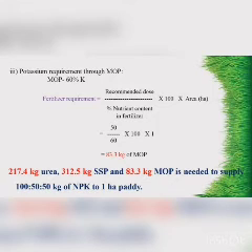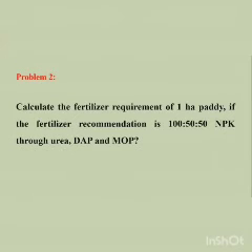Hence here, the problem gave only straight fertilizers, where by knowing the nutrient percentage and the formula it is easy to calculate. Whereas if the problem is given like this: calculate the fertilizer requirement of 1 hectare paddy if the fertilizer recommendation is 100:50:50 NPK through urea, DAP and MOP. Here the problem is the same as the before problem, but here the fertilizers given are urea, DAP and MOP, where urea and MOP are the straight fertilizers, whereas DAP is the complex fertilizer consisting of both nitrogen and phosphorus. In this case, the calculation is like this.